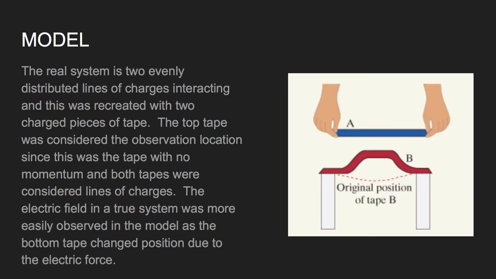So in the model, the real system is two evenly distributed lines of charge interacting, and this was recreated with two pieces of charged tape. The top tape was considered the observation location because this was the tape with no momentum, so that goes back to Newton's second law, and both tapes were considered lines of charge. The electric field is a true system, and a true system was more easily observed in the model as the bottom tape changed position due to the electric force.